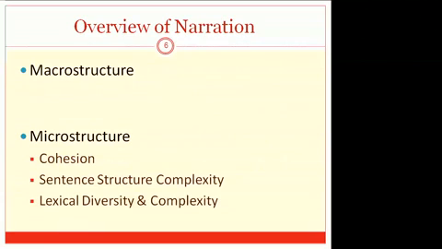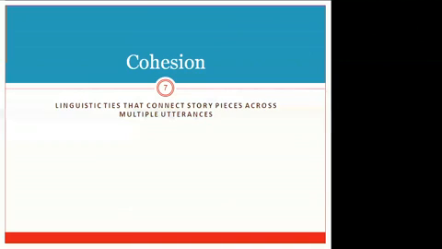Within microstructure, there are three basic areas that comprise the microstructure components of a story. Those three areas are cohesion, sentence structure and complexity, and lexical diversity and complexity. Let's look at each of these three elements separately, beginning with cohesion.